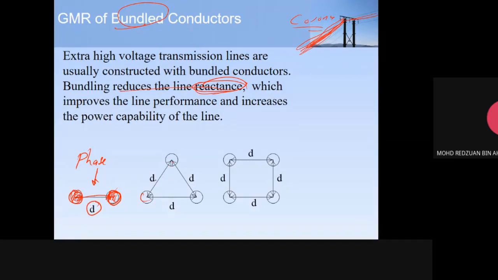For bundle of 3, the distance between these 3 cables. Usually we will hang this transmission line with the same distance so that it becomes symmetrical. Let's say this one, cable 1, cable 2, cable 3 with the same distance between each other. Distance of D. Same goes for the bundle of 4. We have this distance.